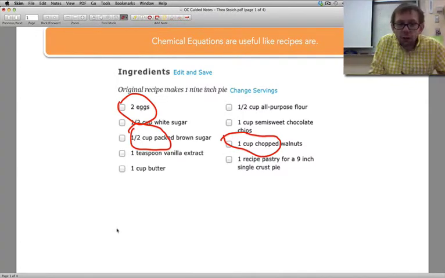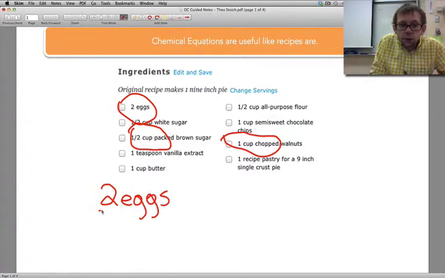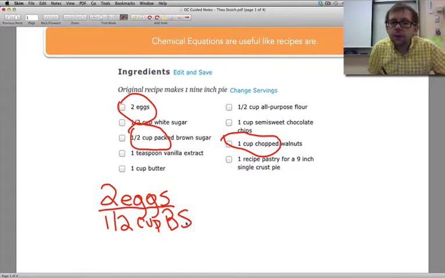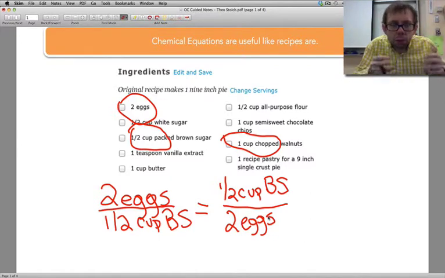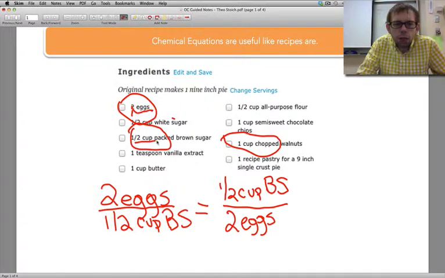So you could write a whole bunch of ratios here. We could say for every 2 eggs, you will require 1/2 of a cup of brown sugar. And just like in dimensional analysis, you could write that the other way: 1/2 of a cup of brown sugar over 2 eggs. You might ask, where did I get that ratio from? It came from this recipe. There's 2 eggs and 1/2 a cup of brown sugar. That's all it says.